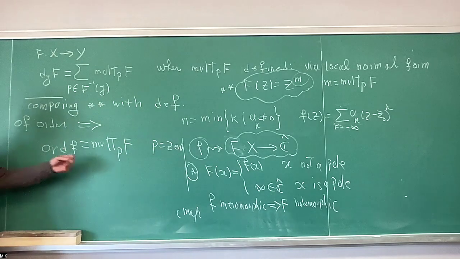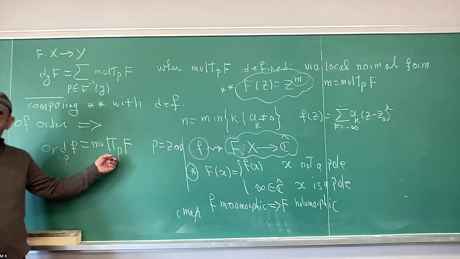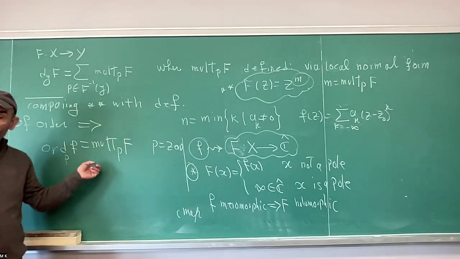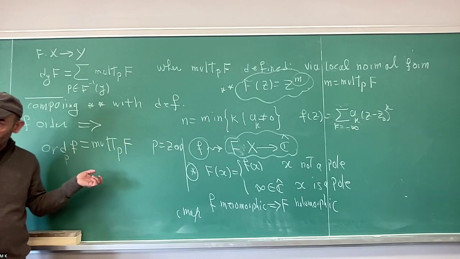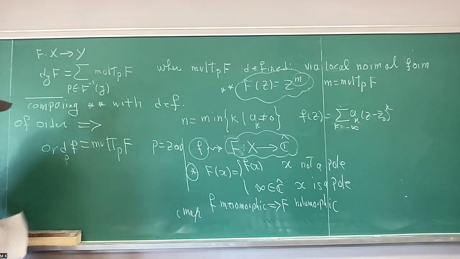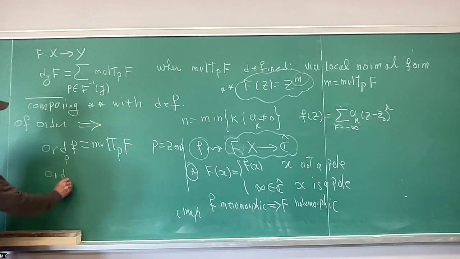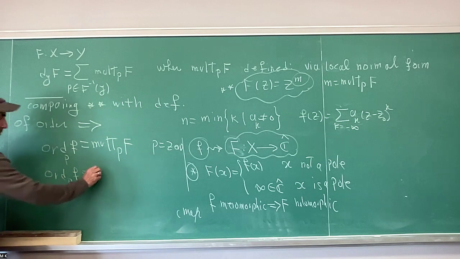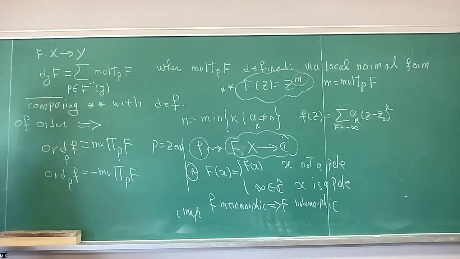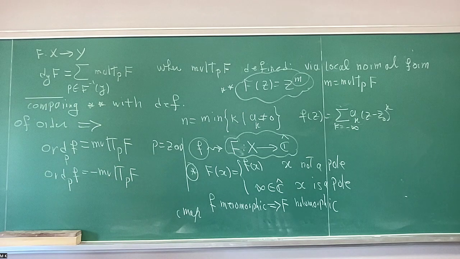But notice that multiplicity can never be negative. Multiplicity is either 1, 2, 3, 4, and so on. But order can be 0 and can also be negative. If you are at a pole, then the order is negative the multiplicity. Because if the function looks like z to the m, and it is a pole, then in the right coordinate system it is 1 over z to the m.